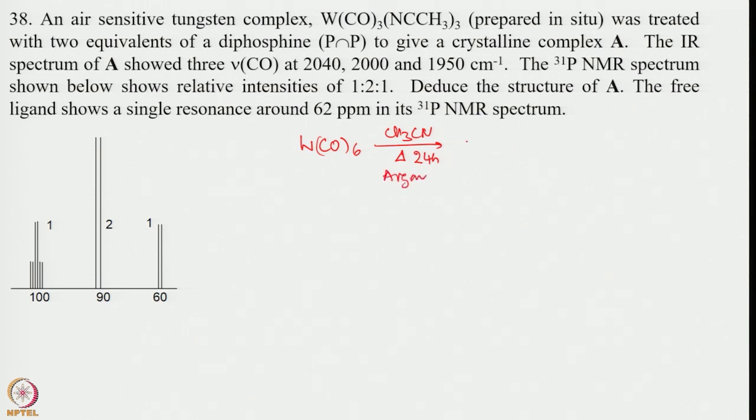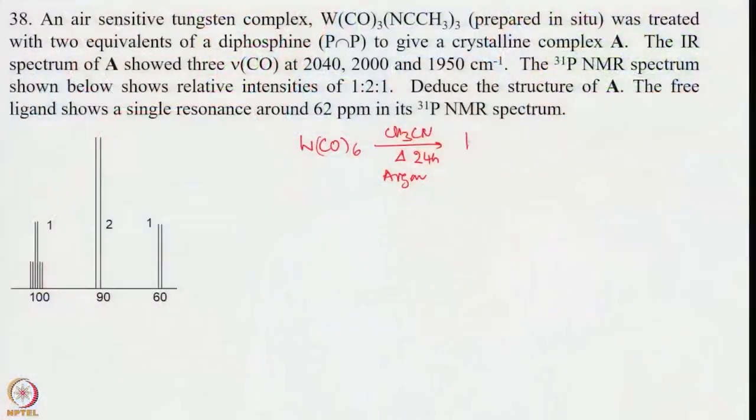The maximum number of carbon monoxide we can get rid of using nitrogen donor centers is only 3. So we cannot get anything else other than this one. But if we stop the reaction in the beginning, or for 2 hours or something like that, probably we may get 2 substituted, 1 substituted also. But if we drive the reaction to completion, refluxing for more than 24 hours, we can knock off 3 carbon monoxide to have a composition something like this.